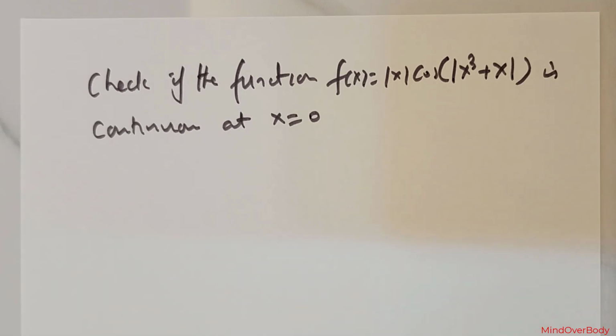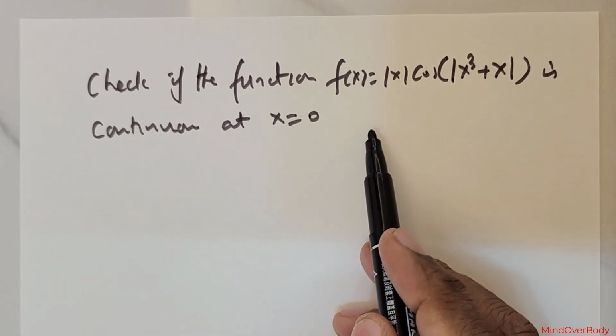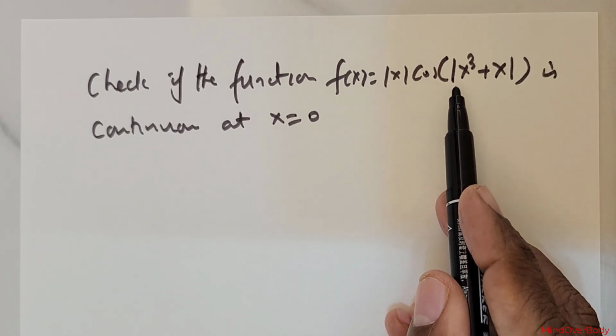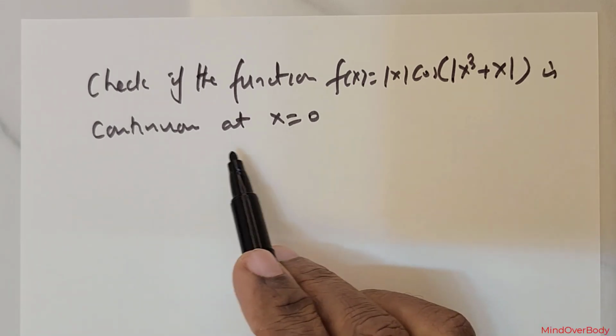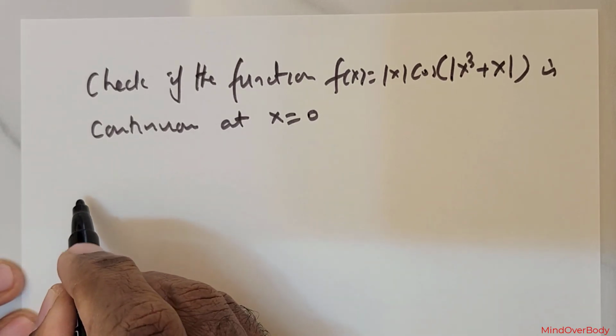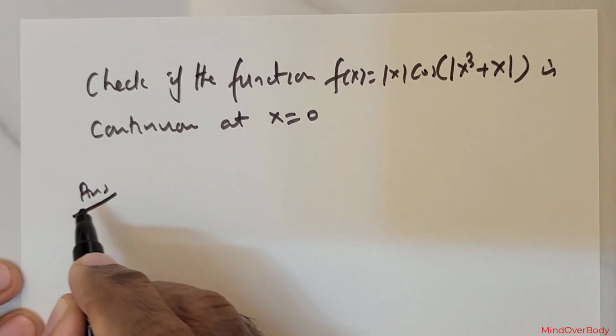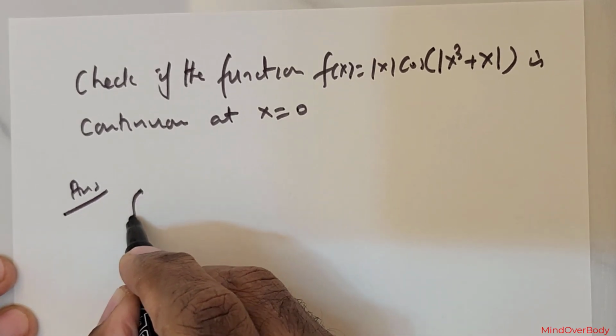Okay, everybody, we got this beautiful question. Check if the function f of x equal to modulus of x cos of modulus of x cubed positive x is continuous at x is equal to 0. Now, I'm going to state the condition. This is the answer to this question.